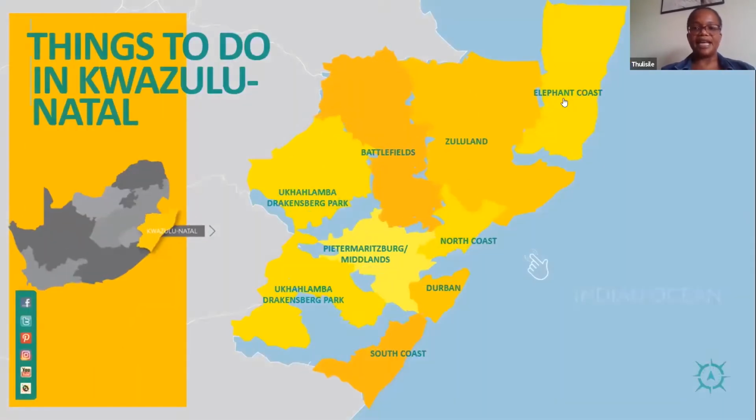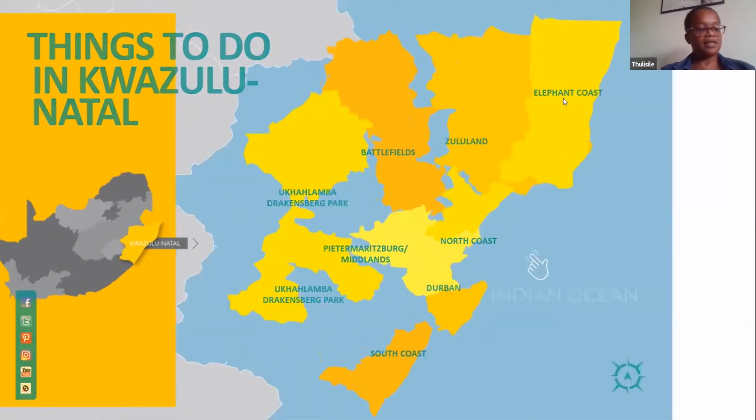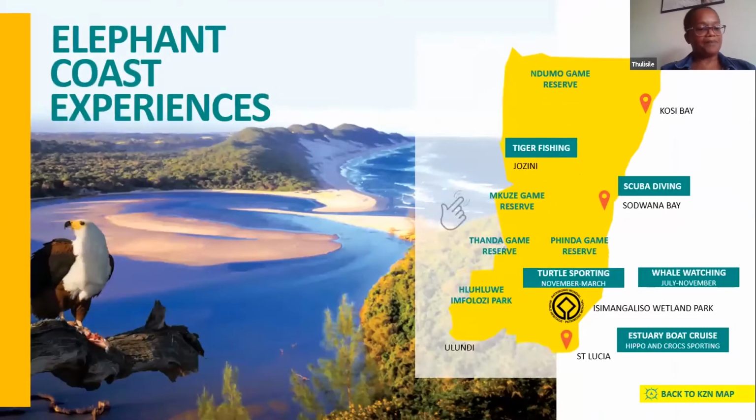Moving on to the last area of this beautiful province, which is the Elephant Coast. This particular area is home to the world-renowned Hluhluwe Imfolozi Park and the iSimangaliso Wetlands Park. It is characterized by untamed wetlands, bird life, Big Five bush breakaways, and beautiful beaches that bring sea turtles to the shore as they lay their eggs in one of nature's most time-honored ceremonies.